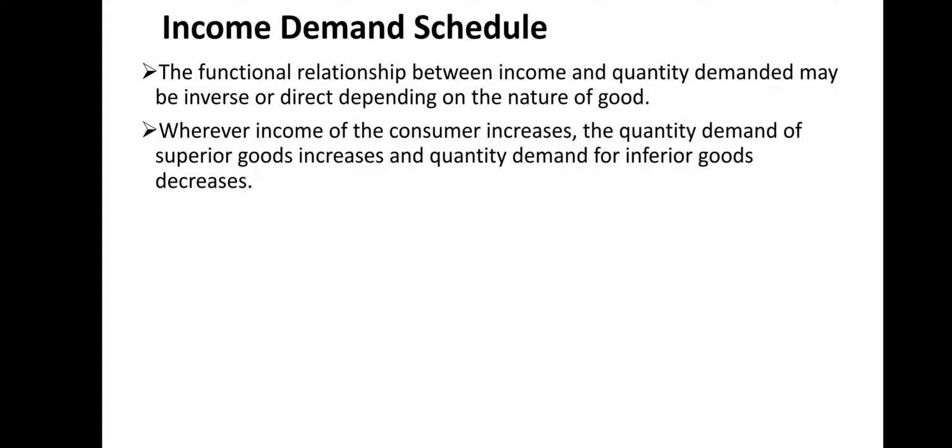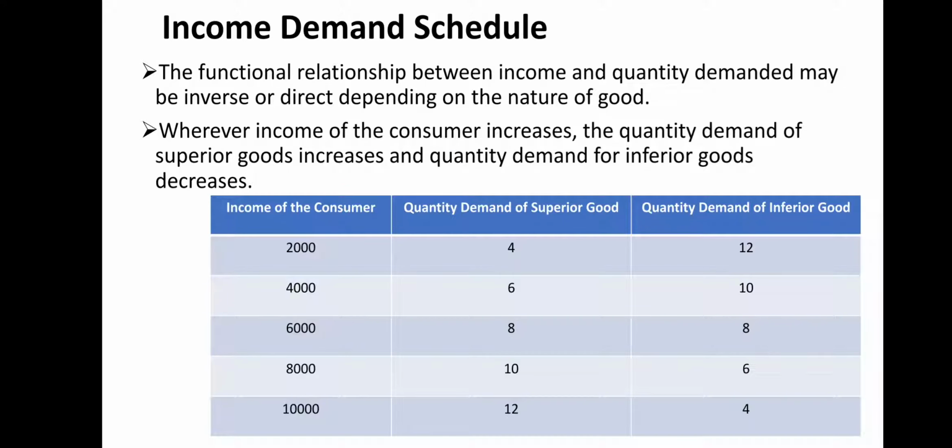So when income of the consumer increases, quantity demanded for superior goods increases and normal goods demand also increases. And when income of the consumer increases, inferior good demand decreases. When there is a fall in income of the consumer, inferior good demand increases. So this is income demand schedule. In the first column, you are seeing income of the consumer, in the second column, quantity demanded for superior goods, and in the third column, quantity demanded for inferior goods.